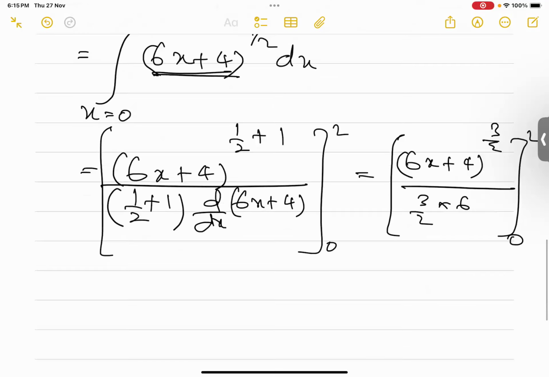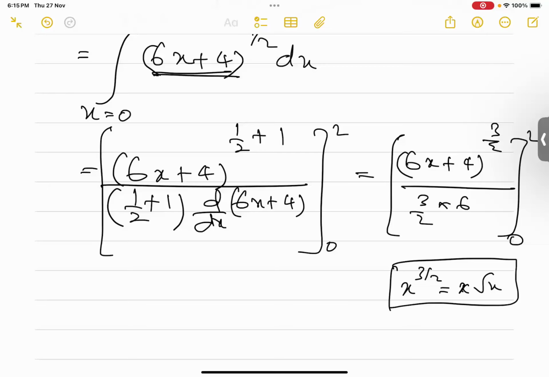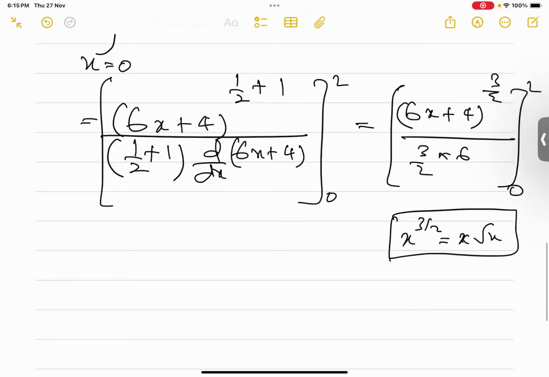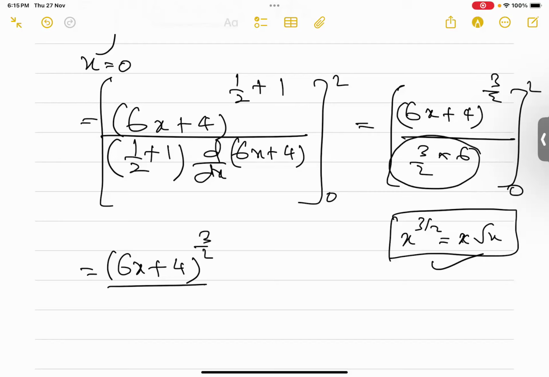In this chapter, remember one thing. X raised to 3 by 2 is x root x. We'll use that towards the end, not now. 6x will appear quite often. 3 by 2 upon 18 by 2, which is 9.